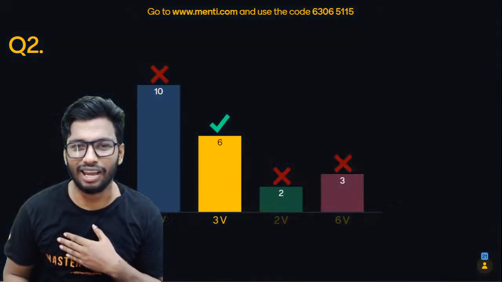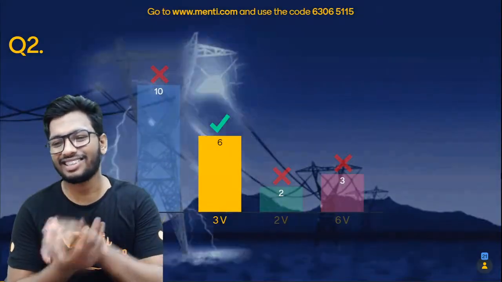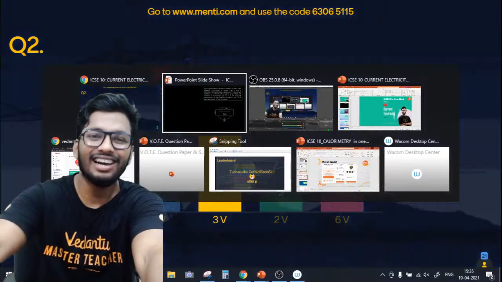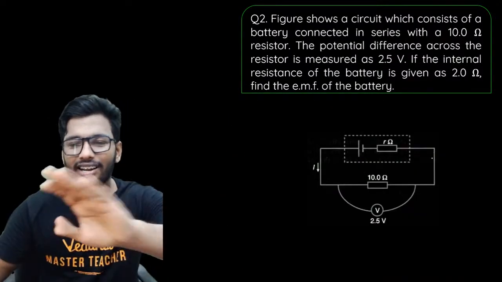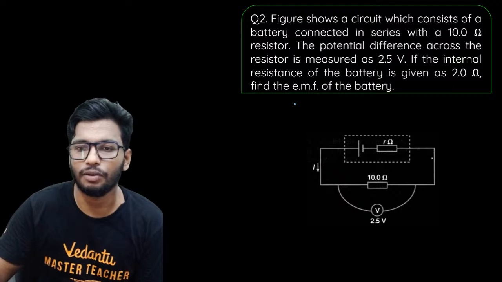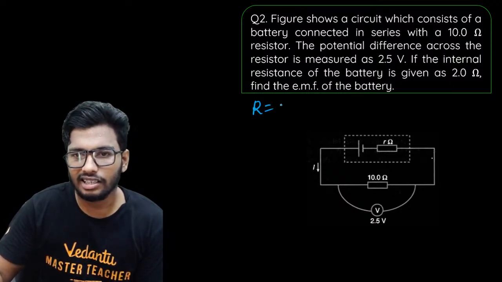10 of you guys went with option number A because you're too lazy to do it. 6 of you guys got the right answer, that is 3 volts. Congratulations. Are the questions that difficult? It's actually quite easy. Okay, first of all, guys, let me just write down the given data. First of all, the external resistance is given as 10 ohms.